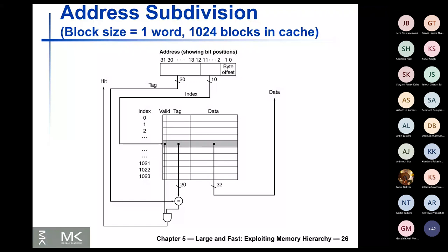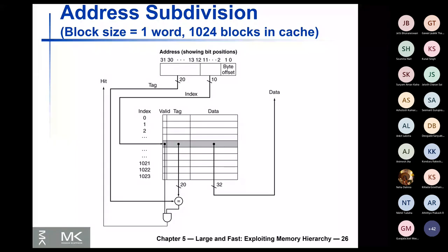If there is a match, a 20-bit comparator is present. That equal to symbol shows a 20-bit comparator. If there is an exact match, it says yes, there is a hit. The comparator says comparison has succeeded.